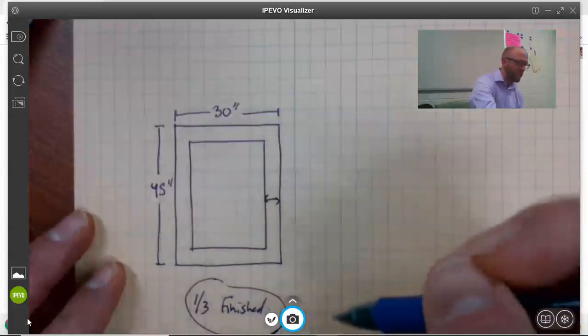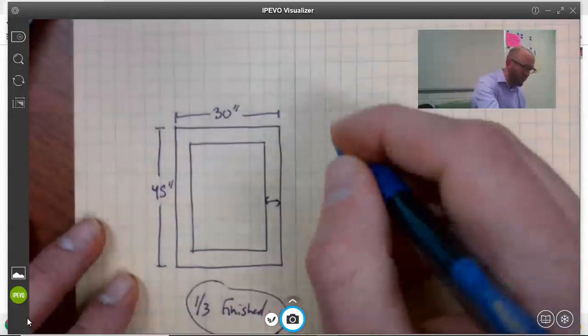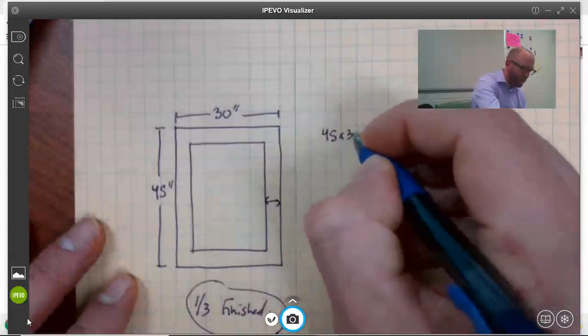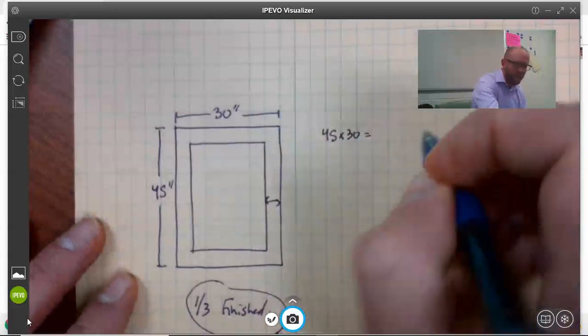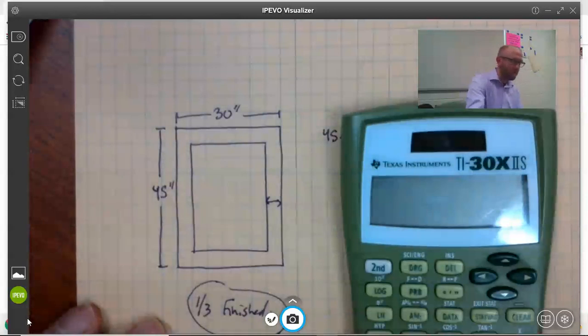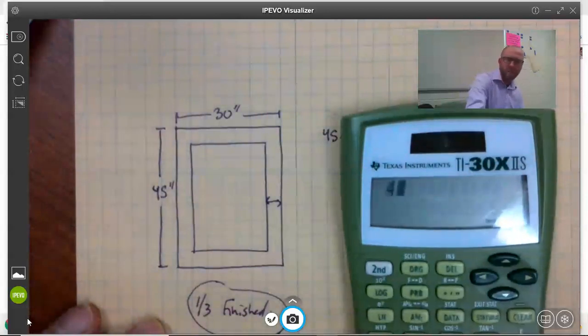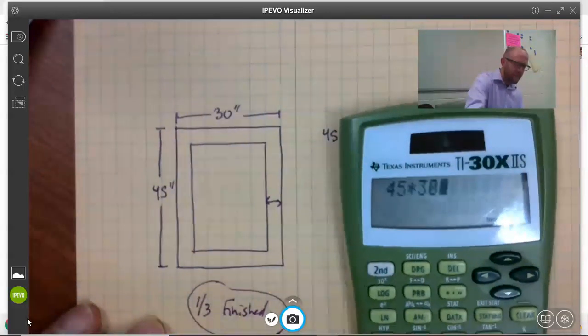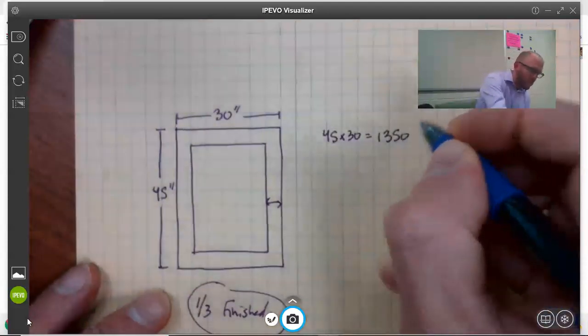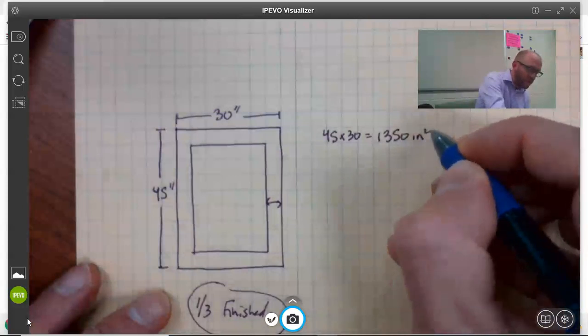Okay. Well, let's see. The overall area is 45 by 30. I'm going to make mistakes here today if I don't use a calculator. So let's get that out. Let's see, 45 times 30. That's 1350. 1350 inches squared.